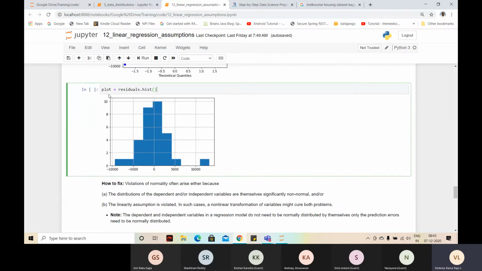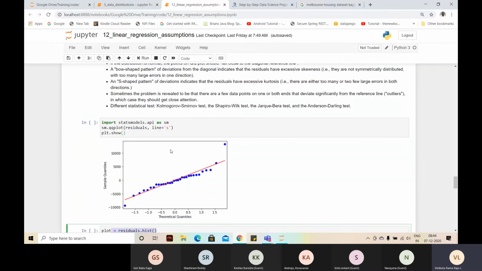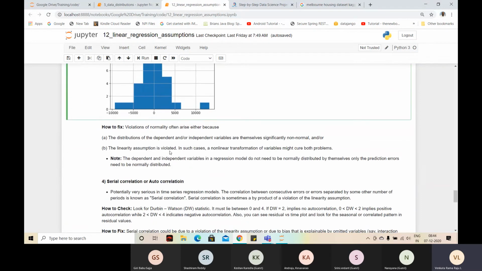Thank you. So, I did a histogram, and I don't know whether it is normally distributed or not. QQ plot is more clear. You can use a QQ plot to understand whether it is normal or not.